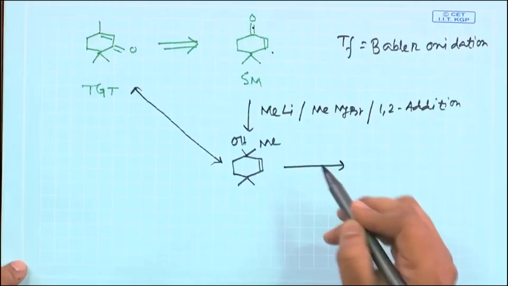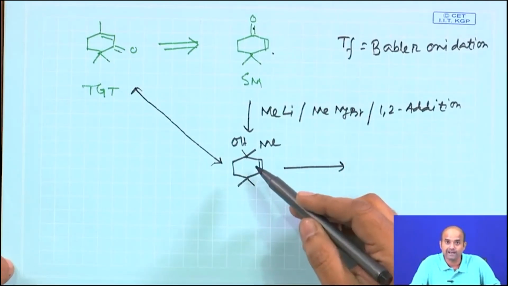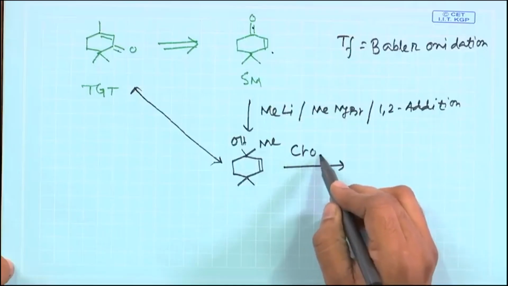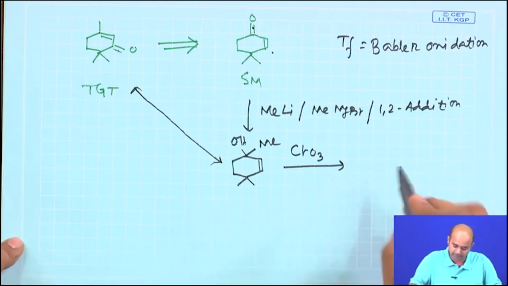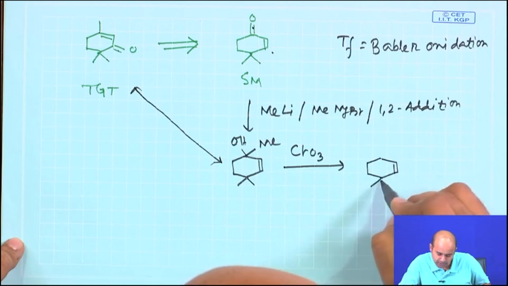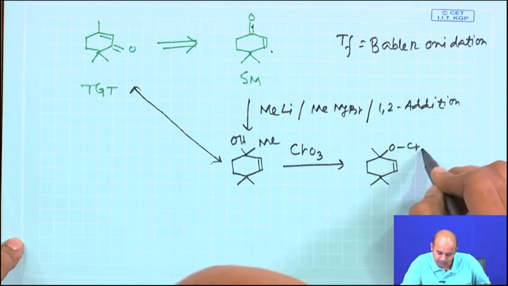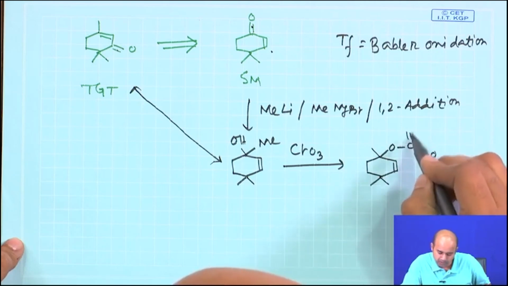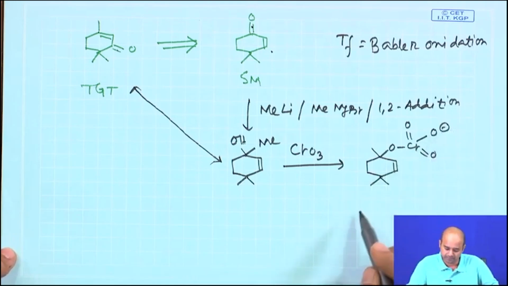Now, here the Babler oxidation is an important reaction. Babler oxidation is basically an oxidative transformation where you treat a tertiary allylic alcohol with a chromium based oxidizing agent. You can take a simple chromium based oxidizing agent. What happens? In the initial step, you get a chromate ester. So, you put the methyl here, O, Cr double bond O, O minus, the chromate ester, which is the first intermediate.